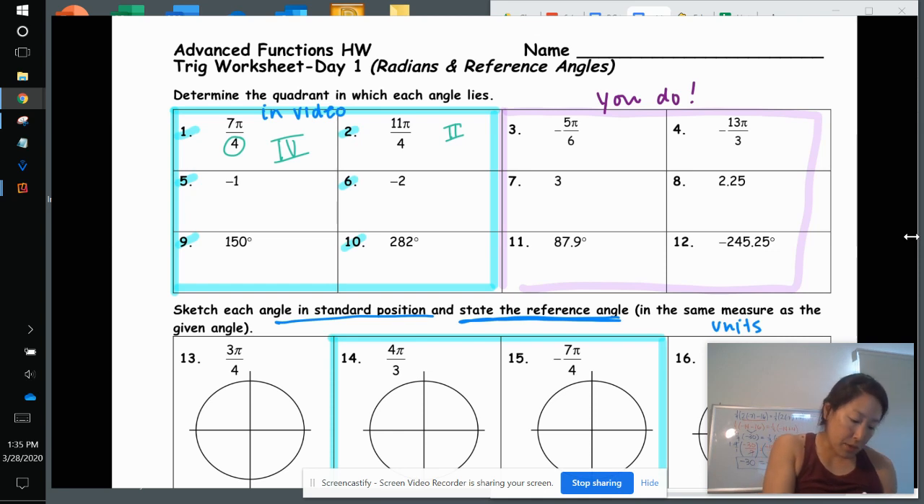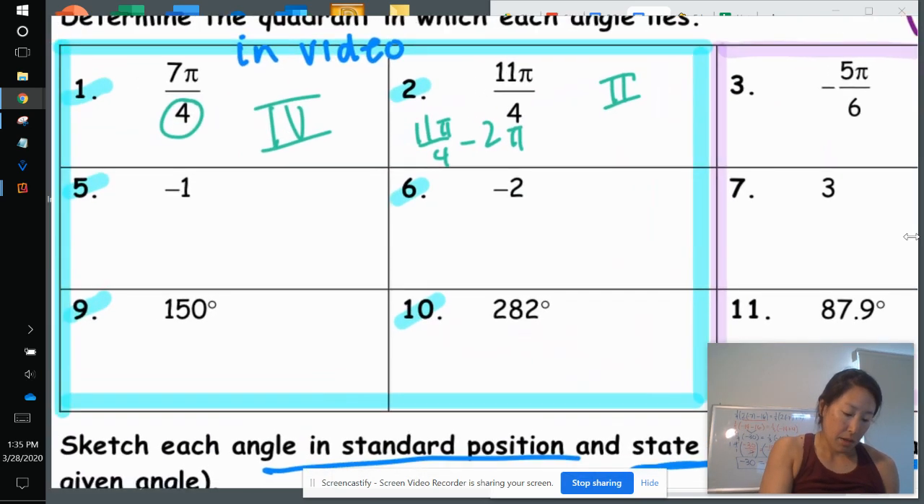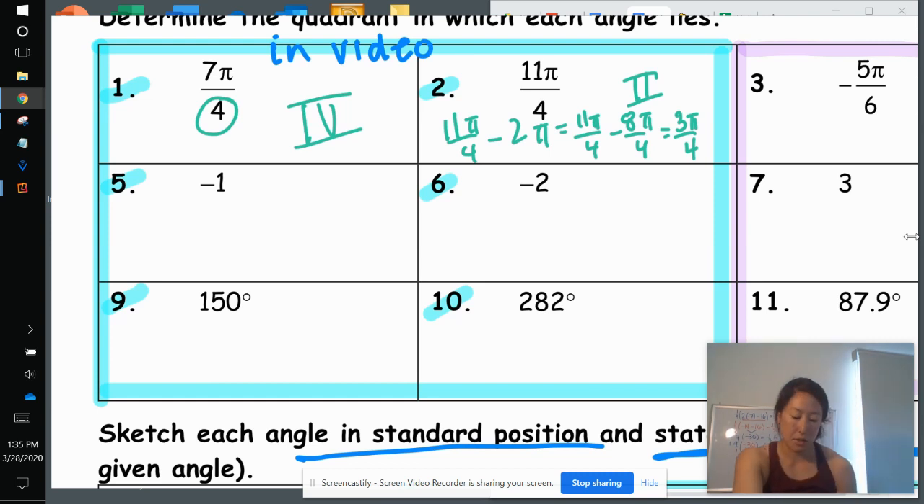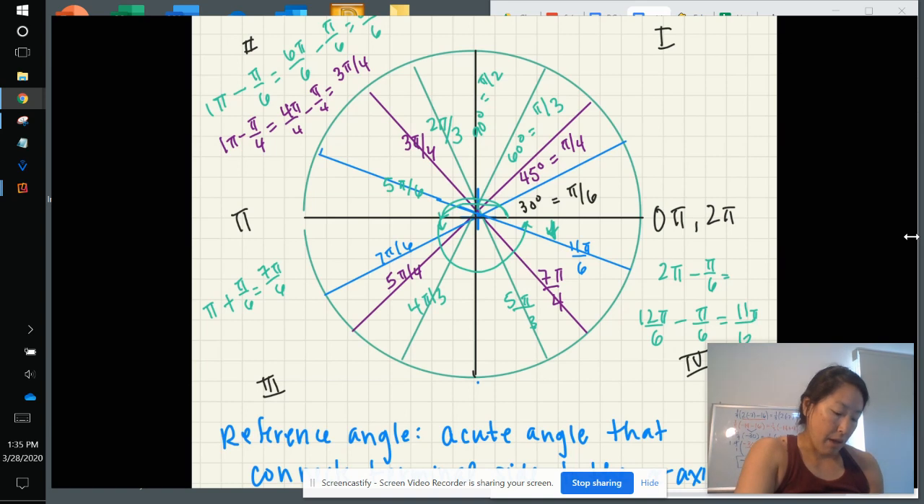Or what I can do is take 11 pi over 4 and subtract out 2 pi, which gives me 11 pi over 4 minus 8 pi over 4, right? 8 divided by 4 is 2. That gives me 3 pi over 4. So if I subtract out a full rotation, it also helps me figure out a coterminal angle, an angle that ends in the same place. So 11 pi over 4 and 3 pi over 4 end in the same place but have a different number of full rotations. Coterminal angle. That was in your vocab from last week.